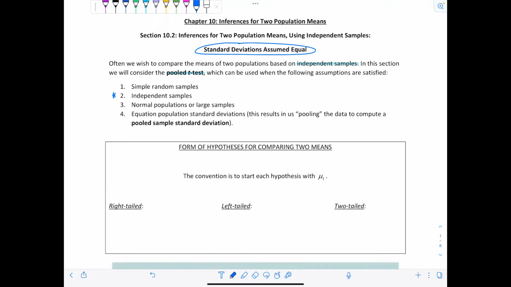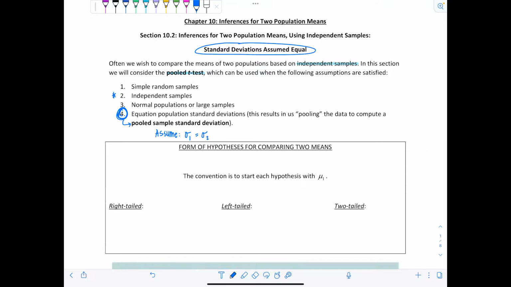Now notice, say you have sample 1 and sample 2, basically you're assuming that sigma 1 equals sigma 2, but we don't have sigma 1 and sigma 2. We're using a t-test anyways. So we're going to be finding a pooled sample standard deviation. I'll show you exactly what that's going to look like in a little bit. But basically, this assumption means we use the pooled t-test.